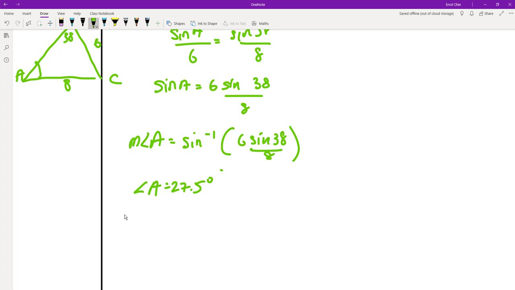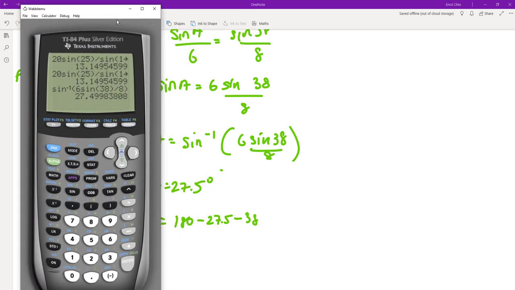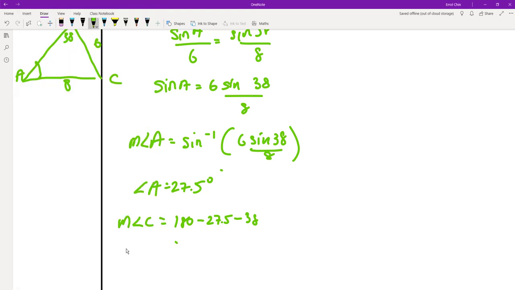Now we automatically know what measure of angle C is, right? Sum of the angles in a triangle is 180, so it's going to be 180 minus 27.5 minus 38. I have no idea what that is. I have to, of course, use a calculator. 180 subtract 27.5 subtract 38 is 114.5 degrees. Okay, so we have 114.5 degrees. Put a box around that as well because that's important.